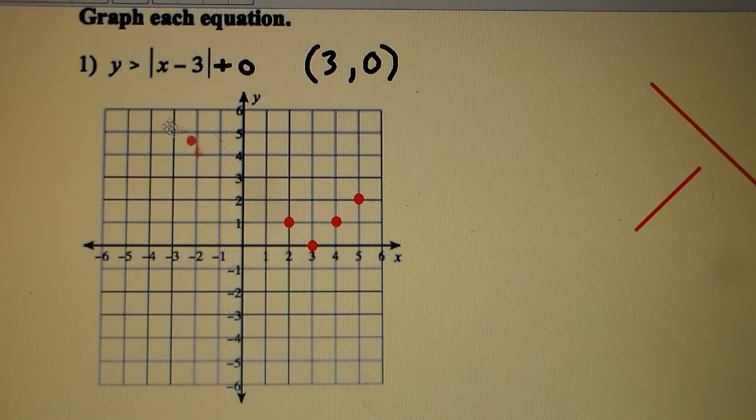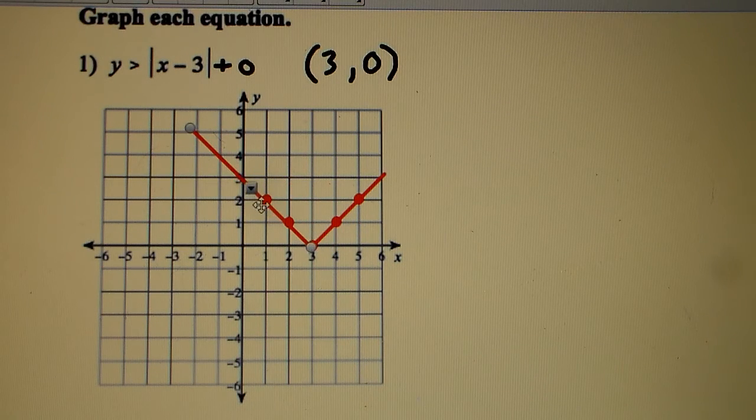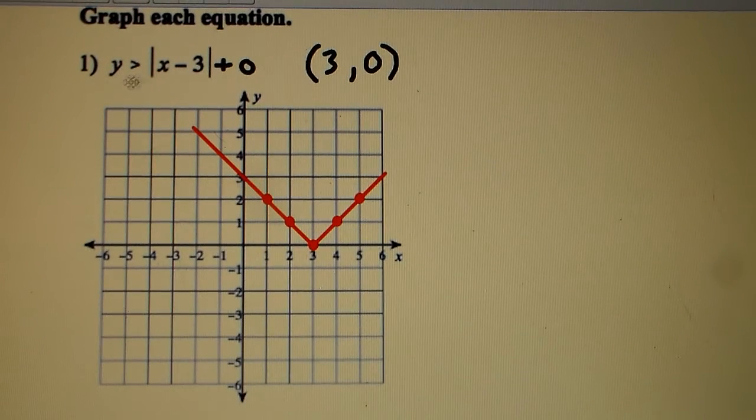When we plug in 1, 1 minus 3 gets you negative 2. The absolute value of negative 2 is 2. So when you plug in 1, you get 2. And we successfully graphed the absolute value equation. However, now we have to worry about the inequality part, which means do we have to shade up or shade down?